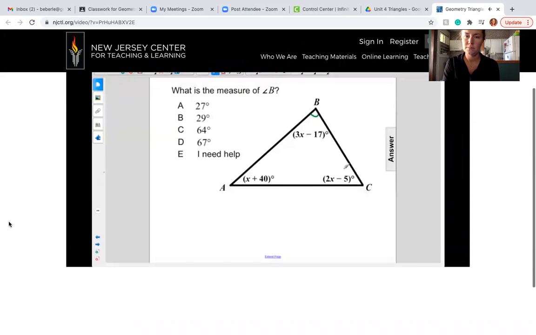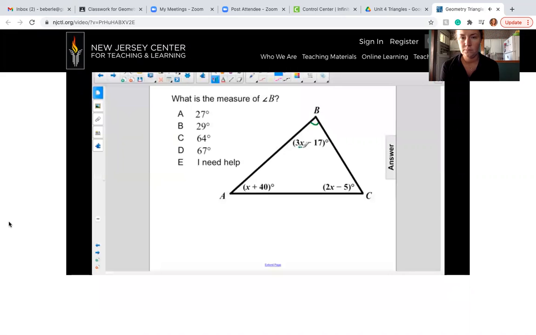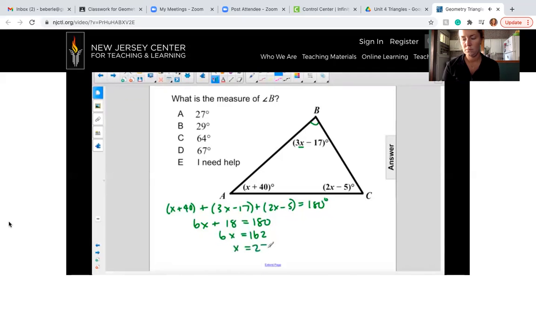What is the measure of angle B? All right, so first let's figure out what X is, and then we'll plug that value in here and solve for the measure of angle B. So we have x plus 40 plus 3x minus 17 plus 2x minus 5 equals 180 degrees. So let's combine like terms. We have x plus 3x plus 2x giving us 6x. And then we have 40 minus 17 minus 5. That gives us 18 equals 180. So 6x equals 162 once we subtract 18 from both sides. Then we divide both sides by 6 and we get x equals 27.